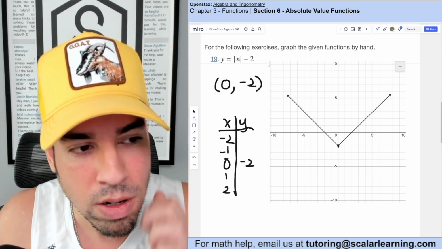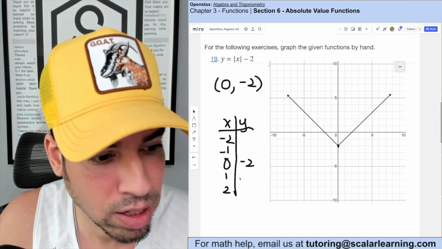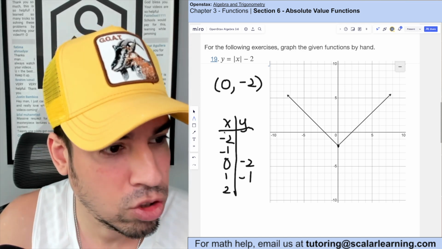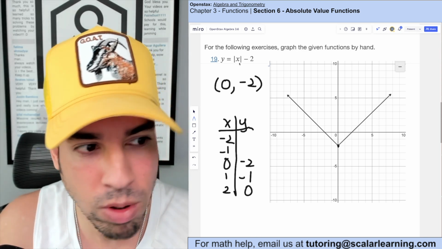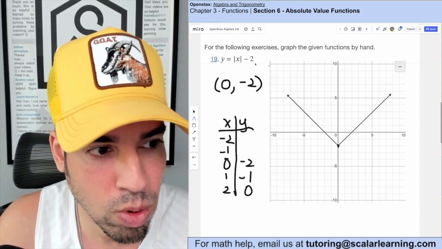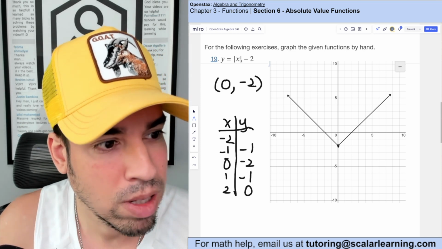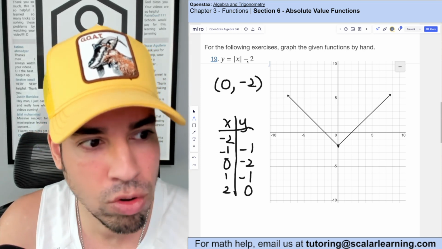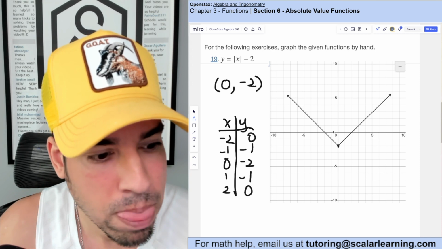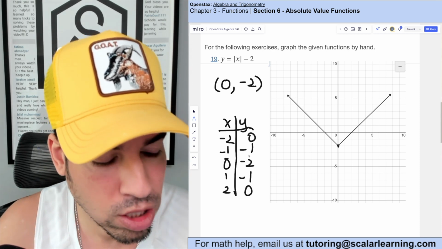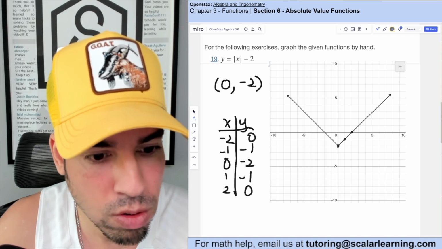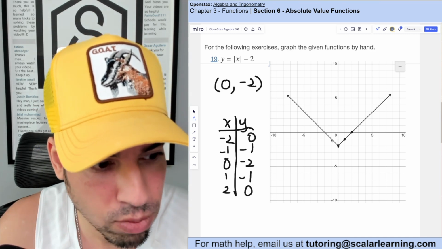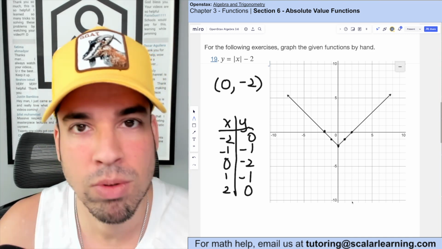You plug in 1, absolute value of 1 is 1, minus 2 is -1. Plug in 2, absolute value of 2 is 2, minus 2 is 0. Same with -1, right? -1, absolute value of that is 1, minus 2 is -1. Plug in -2, absolute value of that is 2, minus 2 is 0. And check it out, here are the points that we just calculated: (1, -1), (2, 0), (-1, -1), (-2, 0). Boom, done.